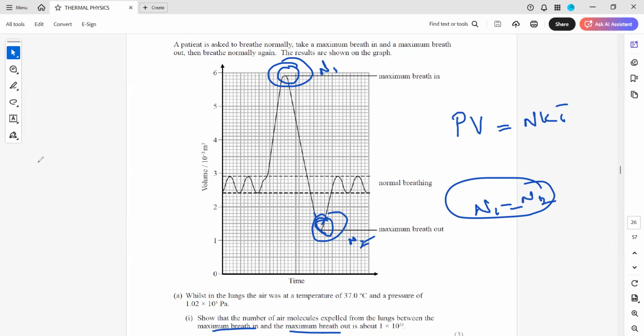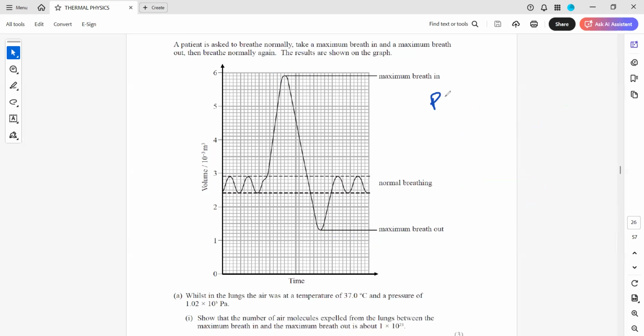Or you can directly substitute, instead of substituting volume here, the change in volume. Like here, volume is V1, here volume is V2. So you can substitute the change in volume multiplied by pressure, divided by the Boltzmann constant and the temperature, and you can identify the number of particles which are released. So we use this formula, PV equals NkT.